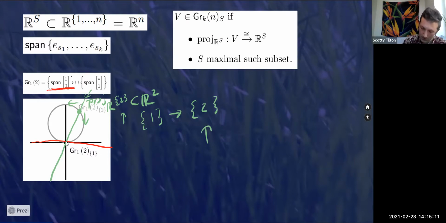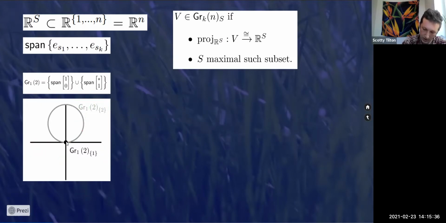Great, rock and roll. And then with this red line down here, I just want to say this one doesn't project isomorphically onto the y-axis. It just gets squished down to a point if you project it onto the y-axis. So the maximal one that it projects isomorphically onto is just the x-axis, and that's why it's just a point. So let me clear that real quick. Okay, so that describes the cells of Gr(1,2). And another thing that you could notice that's kind of cool is that Gr(1,2) is homeomorphic to a circle from this picture.